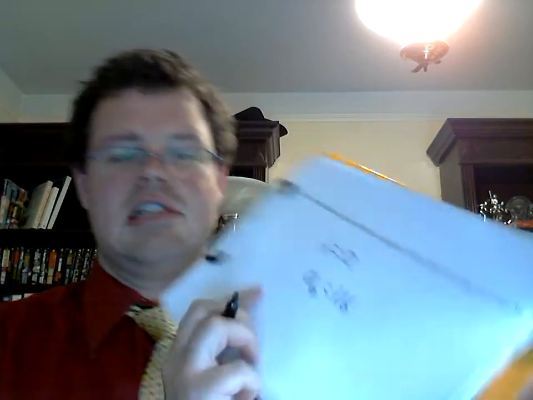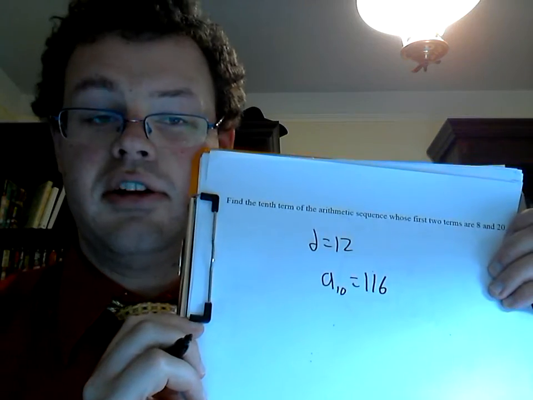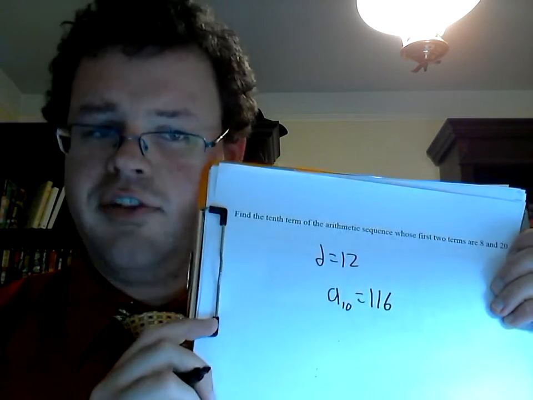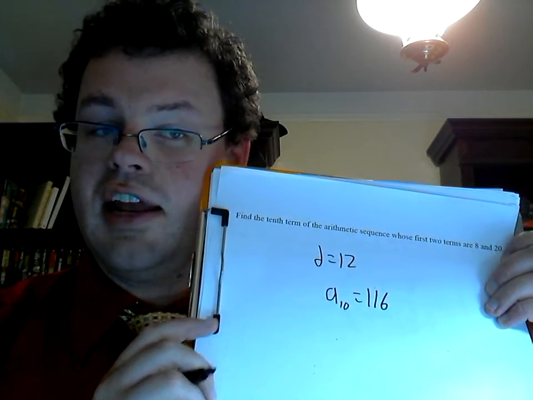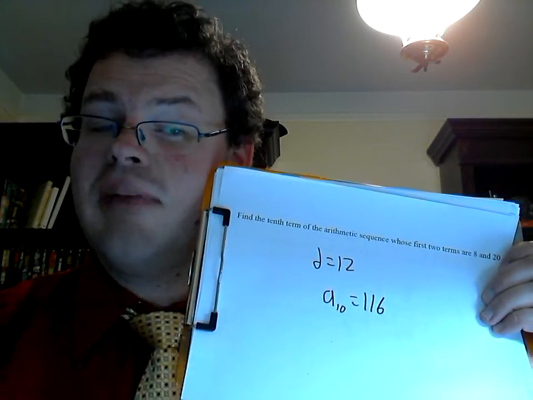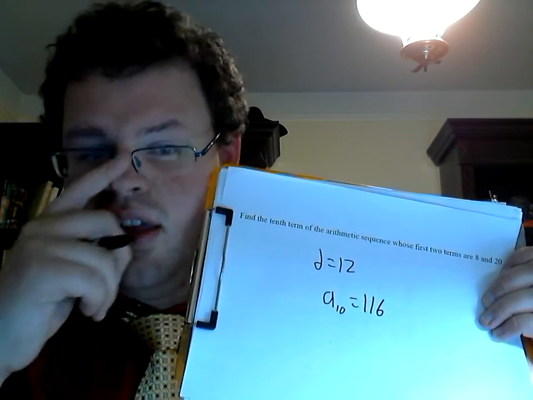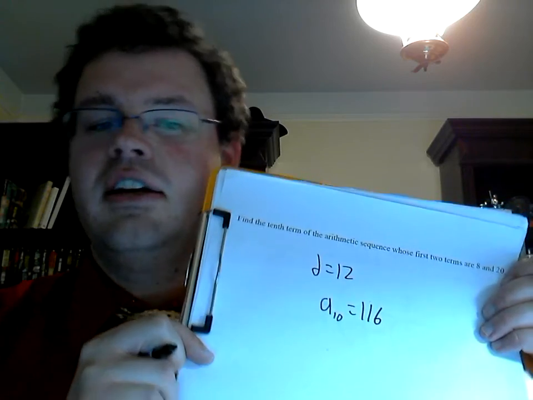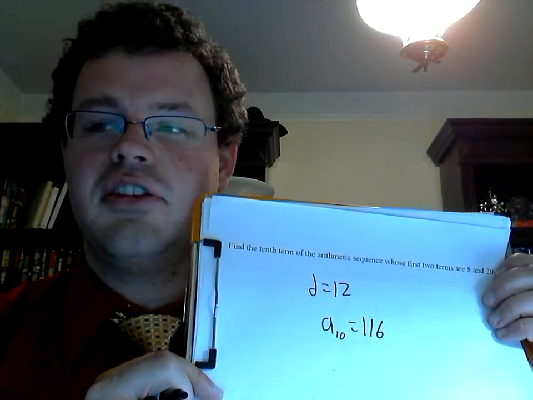Yeah, so number 5 is pretty similar. You get a constant difference of 12, and the 10th term is 116. I'm not going to go through that work. If we need a few minutes to pause and figure that out, this is pretty much the same problem as the one we just did. So you go through those same steps, you get constant difference is 12, 10th term is 116.